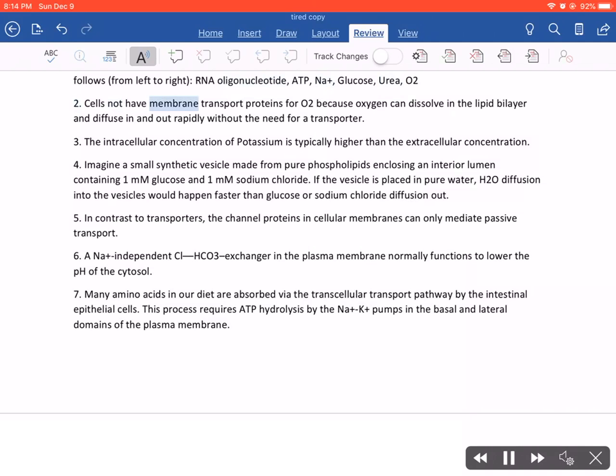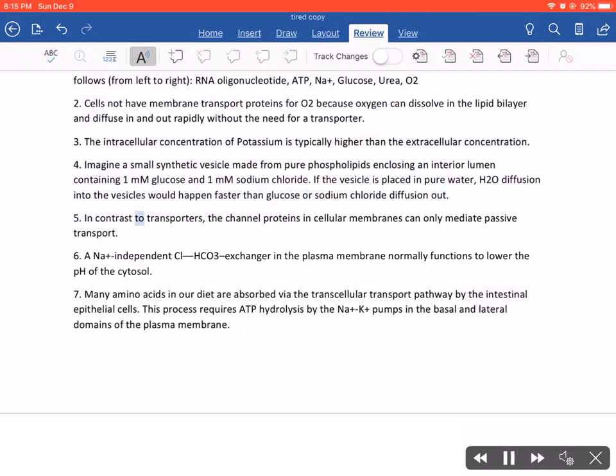2. Cells do not have membrane transport proteins for O2 because oxygen can dissolve in the lipid bilayer and diffuse in and out rapidly without the need for a transporter. 3. The intracellular concentration of potassium is typically higher than the extracellular concentration. 4. Imagine a small synthetic vesicle made from pure phospholipids enclosing an interior lumen containing 1 mM glucose and 1 mM sodium chloride. If the vesicle is placed in pure water, H2O diffusion into the vesicle would happen faster than glucose or sodium chloride diffusion out.